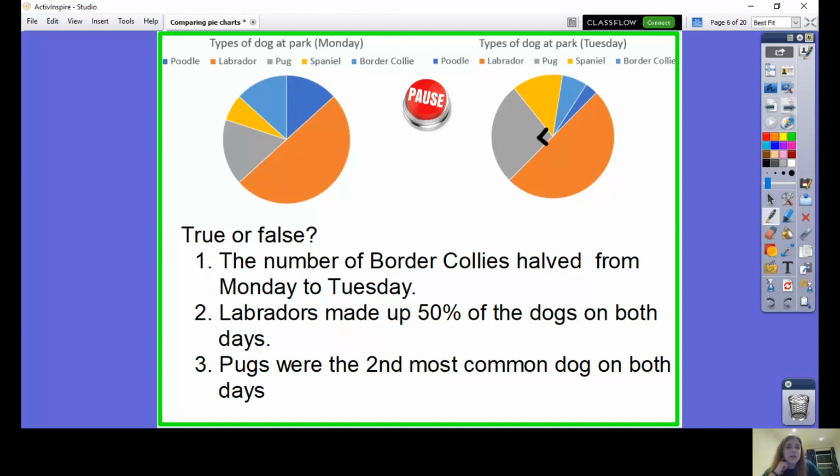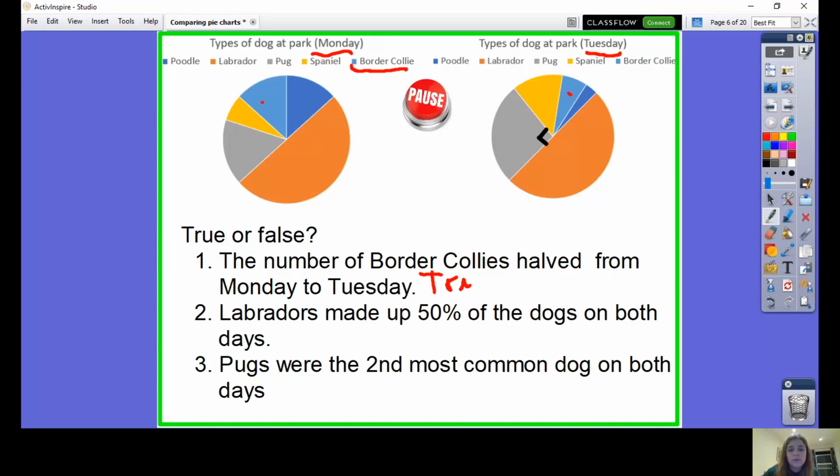This data is about the different types of dog that were at the park on Monday and on Tuesday. You've got 3 true or false questions to have a go at. Question 1. The number of Border Collies halved from Monday to Tuesday. Okay, Border Collies is light blue. Here's Monday, here's Tuesday. Can I say that that fraction of an amount has halved? Yes, it certainly looks like it's halved.